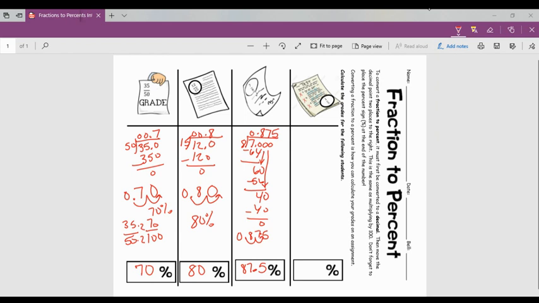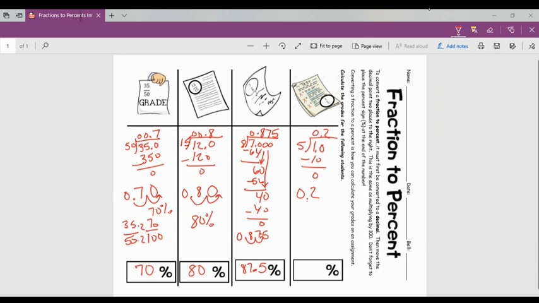For our last one, we've got 1/5. Now, 1/5 should be one of those benchmarks that you know, but if you don't, we can set up our fraction. 5 can't go into 1, add a decimal and a 0. 5 can go into 10 2 times. 5 times 2 is 10. When I subtract, I get 0. So that would be 0.2.